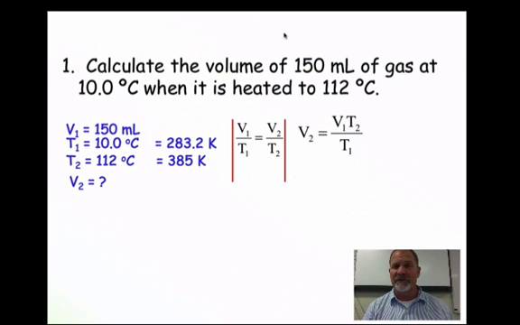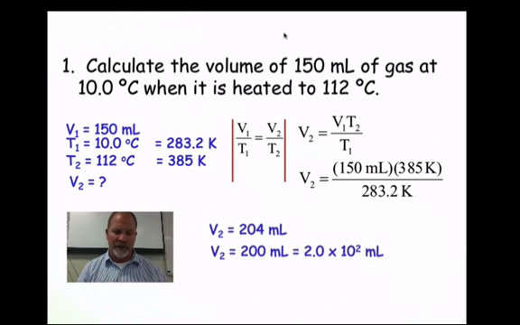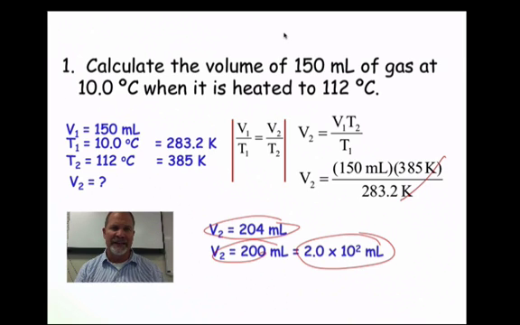So now all I'll do is multiply V1 times T2 divided by T1, and I get my answer. My Kelvin cancel out right here, and I end up with 204 milliliters. I would accept 3 sig figs, or if you want to put it in 2 sig figs, 204 falls back to 200. You would have to put it in scientific notation if you did that. Remember, scientific notation requires one digit to the left of the decimal. So you move it over 1, 2, that's why it's 10 to the second. Remember that if you put a number in scientific notation.